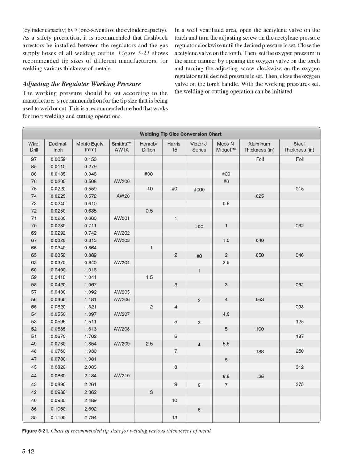As a safety precaution, it is recommended that flashback arresters be installed between the regulators and the gas supply hoses of all welding outfits. Figure 521 shows recommended tip sizes of different manufacturers for welding various thicknesses of metals.